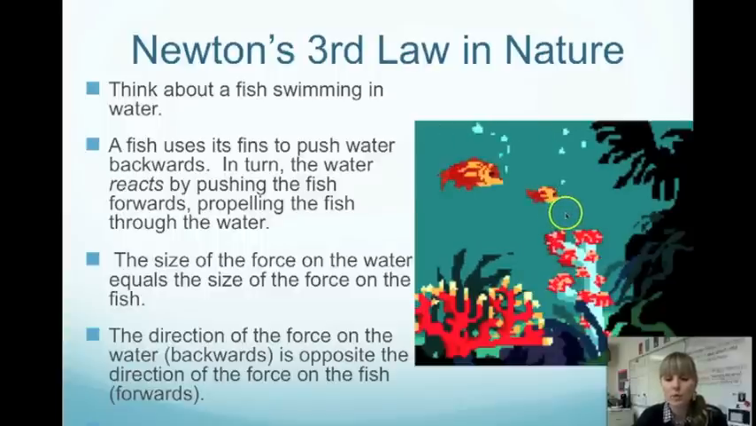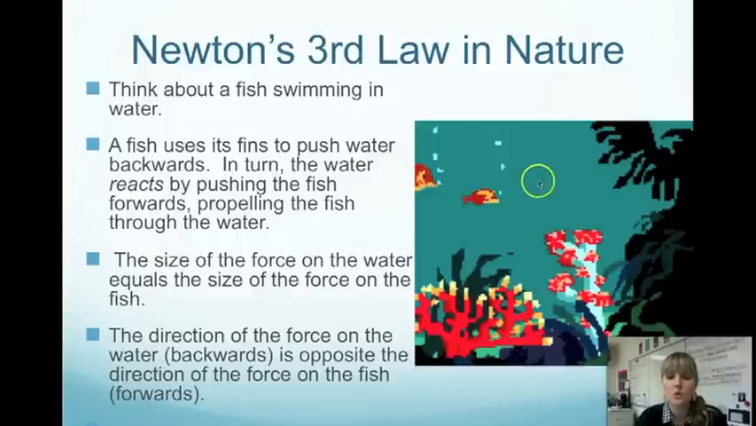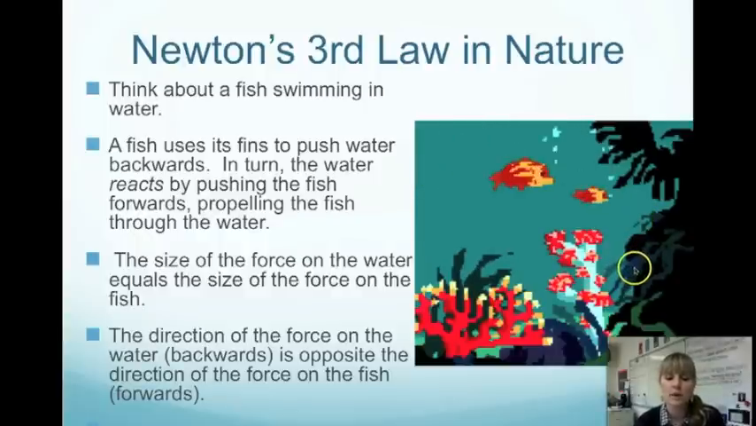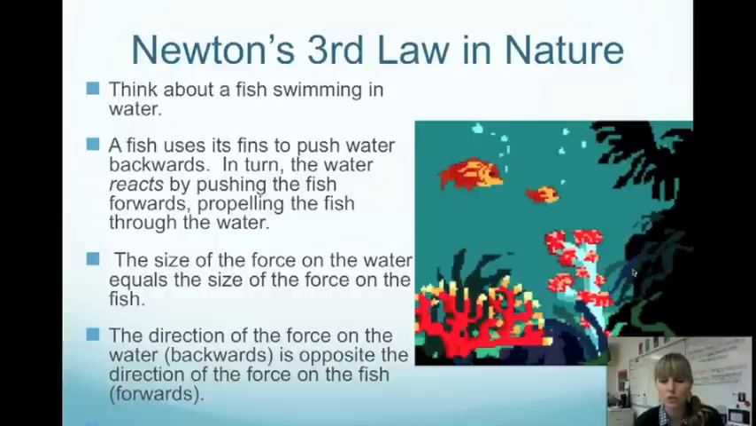The size of the force on the water equals the size of the force on the fish. So whatever force that fish pushes back on the water is equally going to propel the fish forward. The direction of the force on the water is backwards, and it is opposite to the direction of the force on the fish, which is forwards.